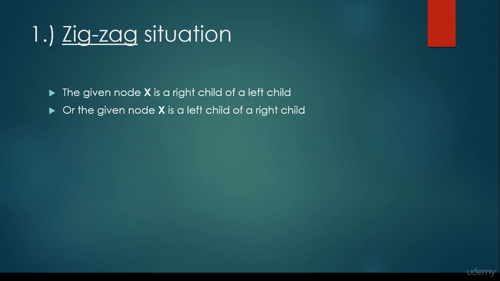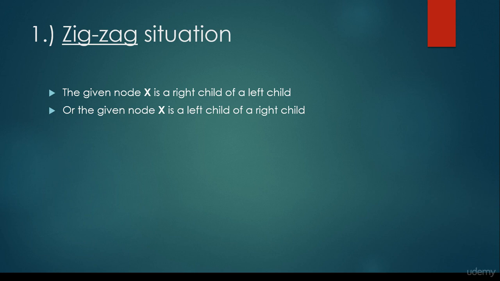What is the zig-zag situation? When the given node X we are looking for is a right child of a left child, or a given node X is a left child of a right child. It's very important that basically a tree-like structure, whether it's an AVL tree, a red-black tree, a binary search tree, is very symmetric. And this symmetry is the same for splay trees. It can be a right child of a left child, but it can be a left child of a right child. We have to make the same rotations.